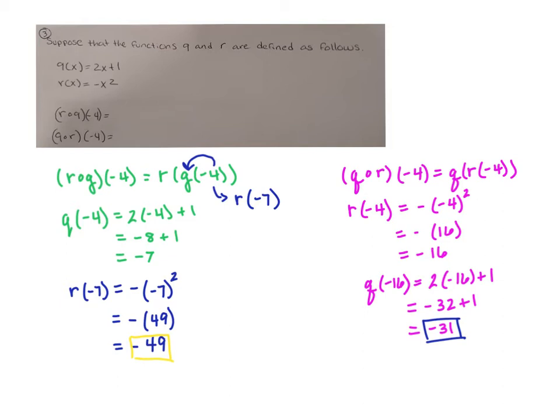And then for the next one, you're just going to do it in the reverse order. So the first thing you're going to do for the second part is you're going to find R of -4, and whatever that comes out to be, then you'll take that R of -4 output and plug it into your Q function. So the output for R of -4, I got -16. So then I took that and plugged it into Q, and I got -31. So I hope that helped.